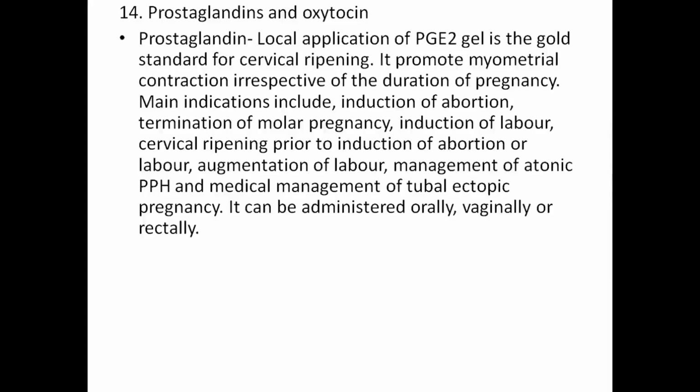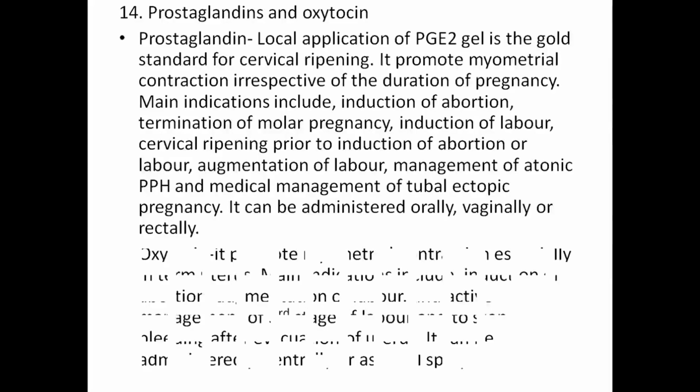Prostaglandin: local application of PGE2 gel is the gold standard for cervical ripening. It promotes myometrial contraction irrespective of duration of pregnancy. Main indications include induction of abortion, termination of molar pregnancy, induction of labor, and cervical ripening prior to induced abortion. It can be administered orally, vaginally, or rectally.